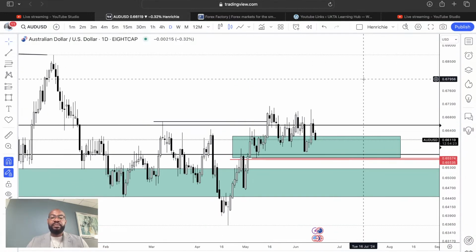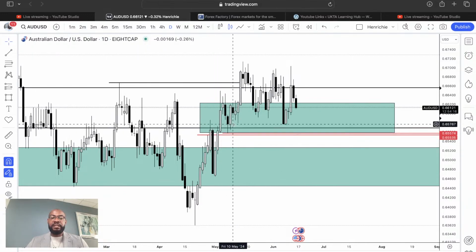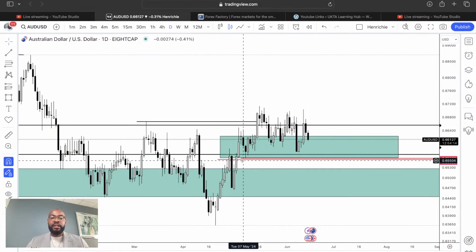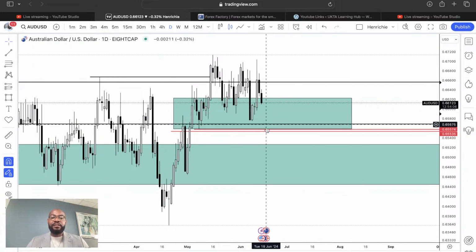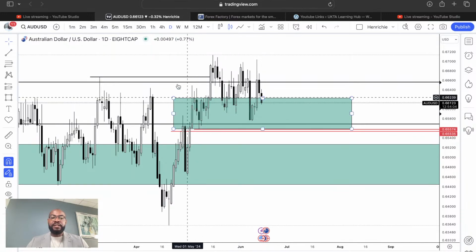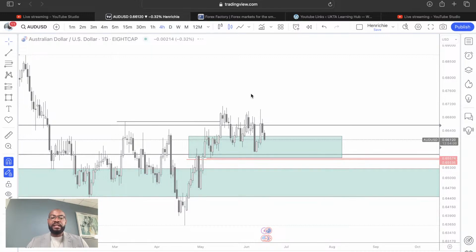Now we don't know which one price is going to do, whether it's going to be for the run on liquidity or whether it's just going to mitigate the bodies of the candle. You can already see that on the daily time frame, this inefficiency had been mitigated, but that still doesn't mean the price can't come down here to run the sell side liquidity. That being said, we go to 4-hour time frame.